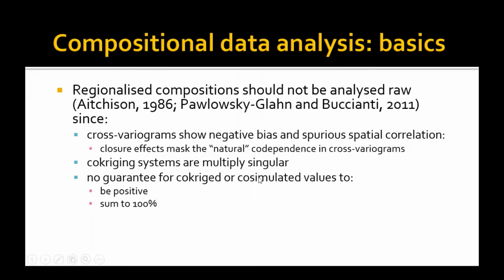But more importantly, because of closure, the co-kriging systems, which are used in order to infer values at unsampled locations, are typically singular. And that comes about because the covariance matrix itself and the covariogram are singular. And in addition to that, because co-kriging is actually not a convex estimator, you run into the situation that your co-simulated values or your co-kriged values might not be positive. They could end up being negative, although we have a positivity constraint, although our data are positive, and they might not end up summing to 100%. And all of that is problematic, which is why one shouldn't be treating the data in raw space.